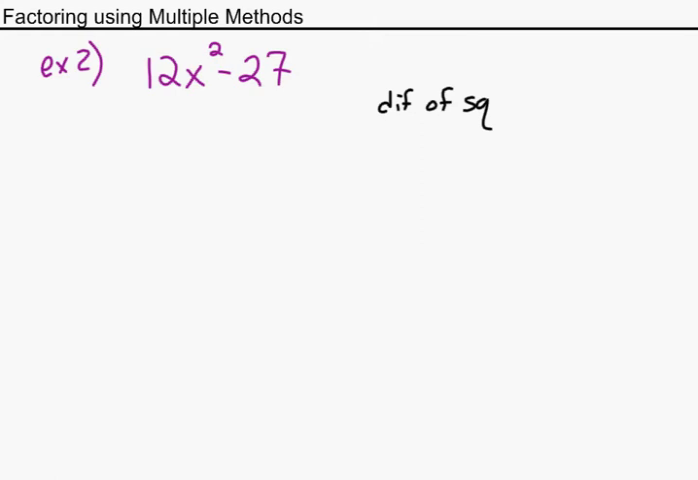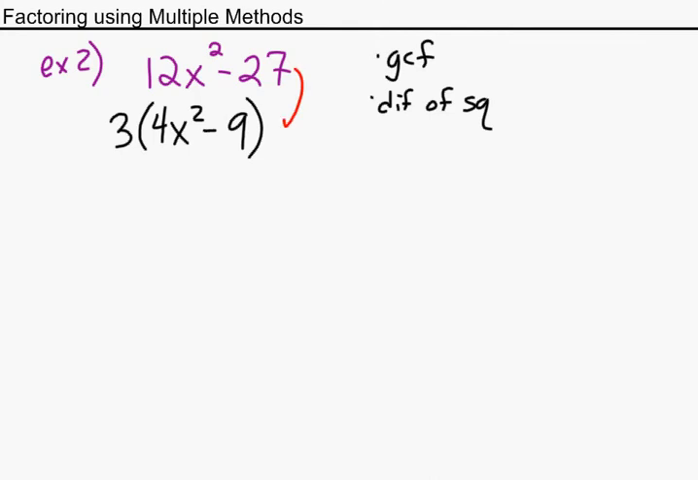For my second example, I'm going to look at the following binomial: 12x squared minus 27. And when I see a binomial, I automatically think difference of squares. But in this case, I'm going to have a little bit of problem, because 12 is not a perfect square, and 27 is not a perfect square. So I can't start with difference of squares. But that's okay, because I can always start with GCF. So I look here at 12 and negative 27, and I realize I can pull a 3 out from each of them, which is going to leave me with 4x squared minus 9.